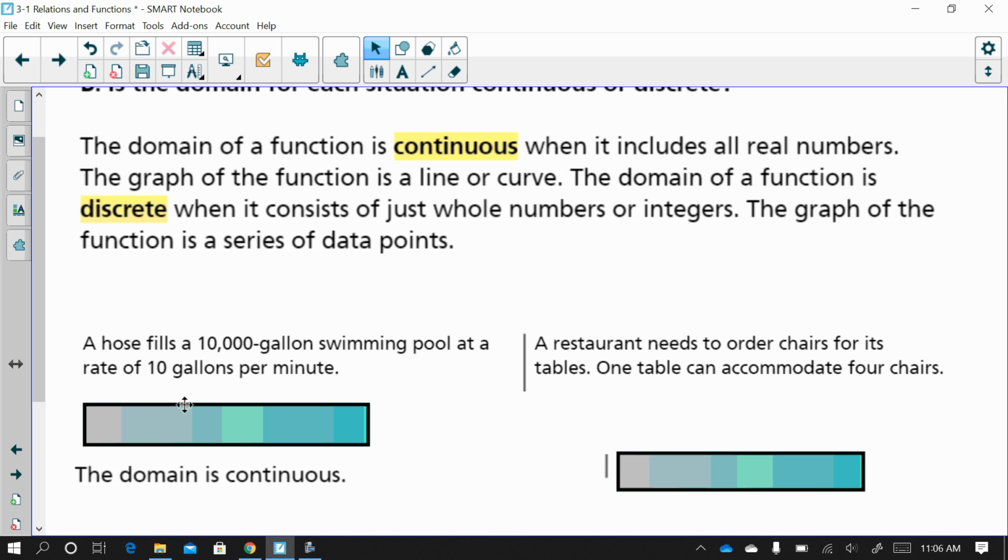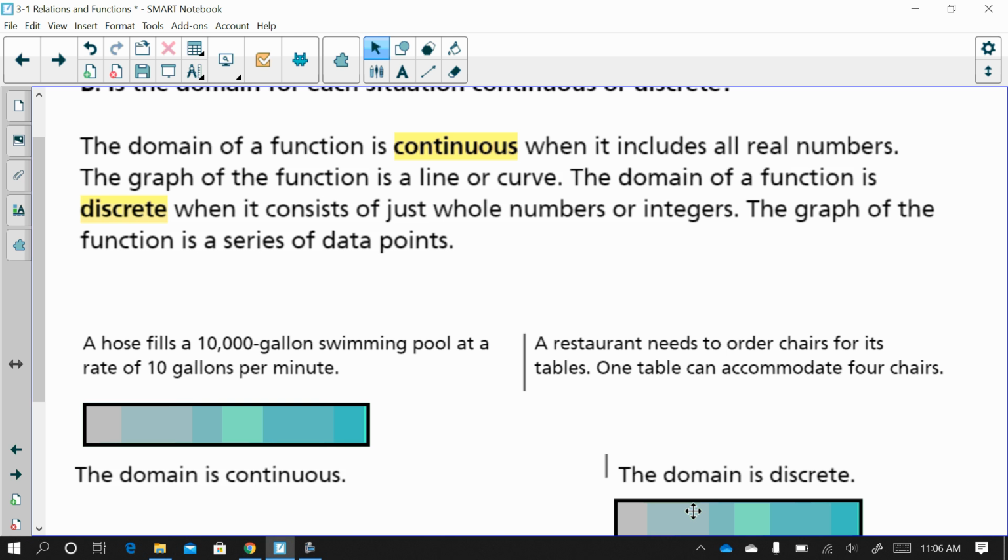Then if I look at the other example, a restaurant needs to order chairs for its tables. One table can accommodate 4 chairs. We decided that the number of tables was our domain. So is the number of tables continuous or discrete? Can I have 2.5 tables? No, you can't. That means this domain is discrete, because we can only have a whole number of tables.